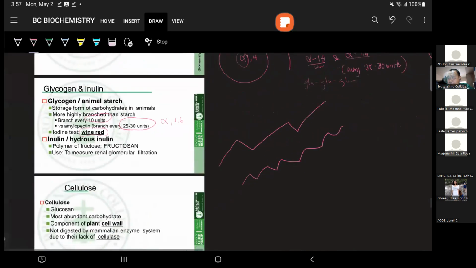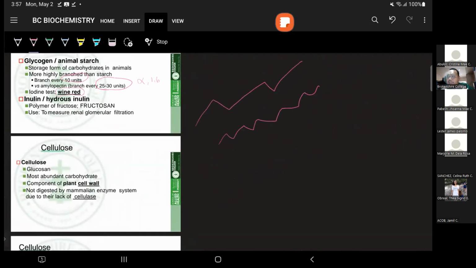Proceed na ako sa next part. Okay. So, inulin or hydrous inulin is a polymer of fructose, a fructosan. Its medical significance is to measure renal glomerular filtration. So inulin is a series of fructose chain, a polysaccharide of fructose.